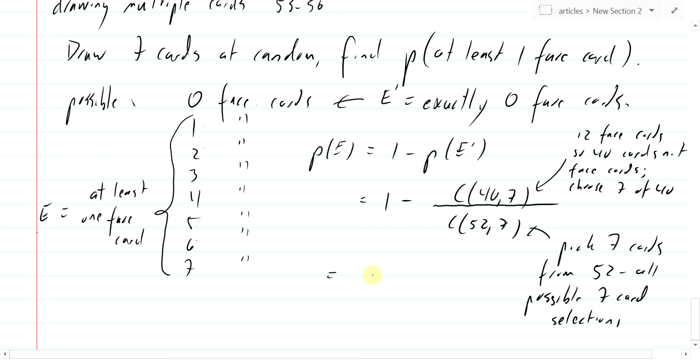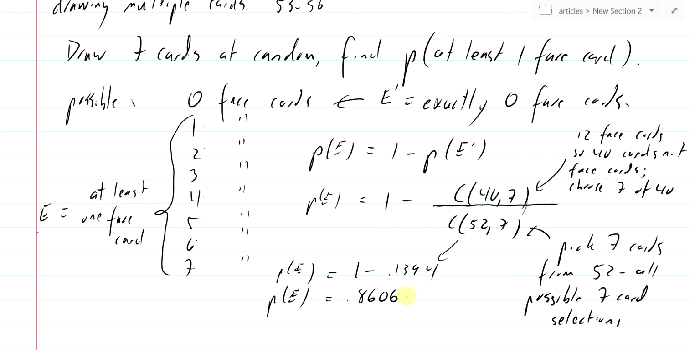this turns out to be 1 minus 0.1394 equals, this is all the probability of E, the probability of getting at least 1 face card. The probability of getting no face cards is about 13.94%, so the probability of getting at least 1 is 0.8606. So if you pick 7 cards at random from a deck of cards, you've got an 86% chance of picking at least 1 face card.